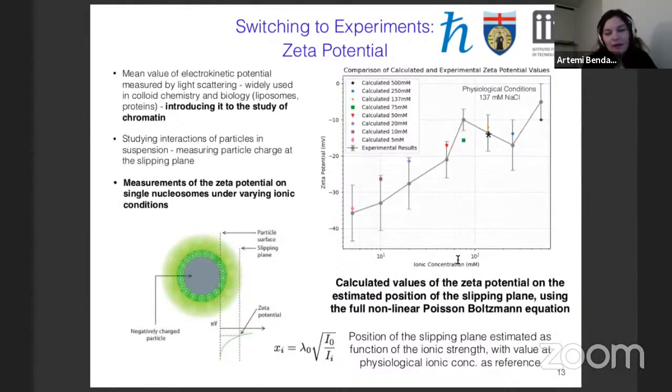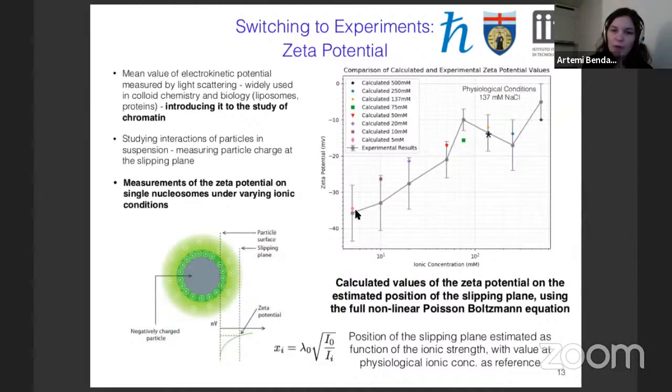And I should say that, probably everybody knows, but with this technique, the mean value of the electrokinetic potential is measured by light scattering, and it is widely used in colloids or for liposomes. And so it allowed us to measure the electrostatic potential on the slipping plane.